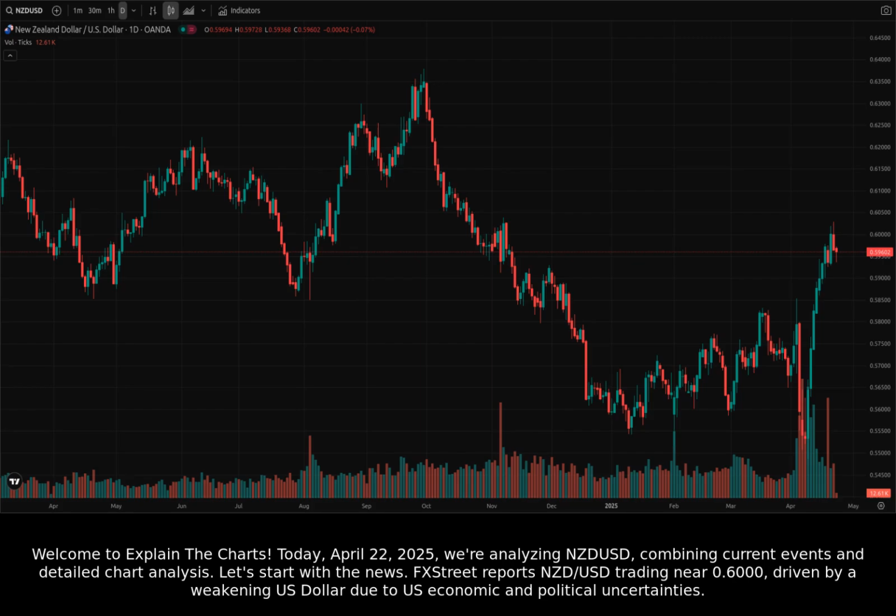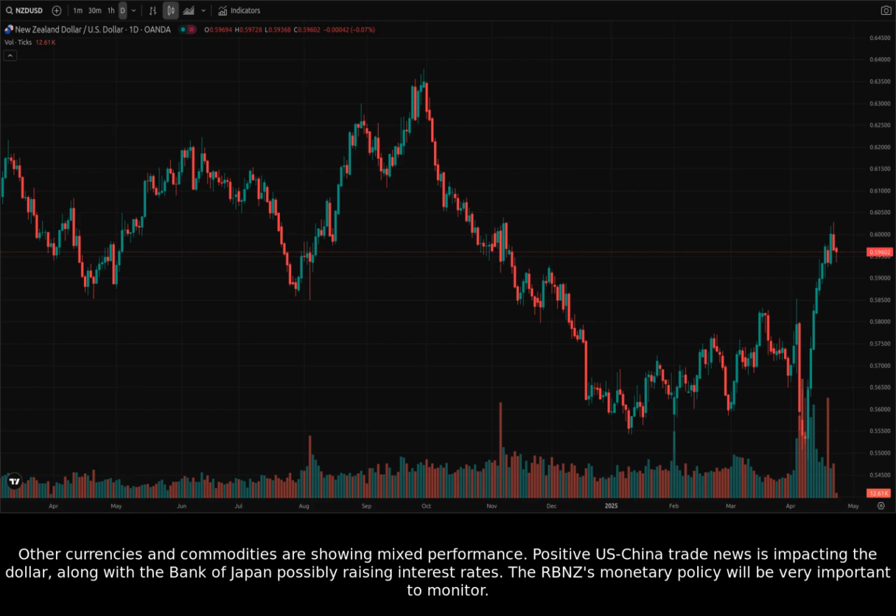FX Street reports NZD/USD trading near 0.6000, driven by a weakening US dollar due to US economic and political uncertainties. Other currencies and commodities are showing mixed performance. Positive US-China trade news is impacting the dollar, along with the Bank of Japan possibly raising interest rates. The RBNZ's monetary policy will be very important to monitor.